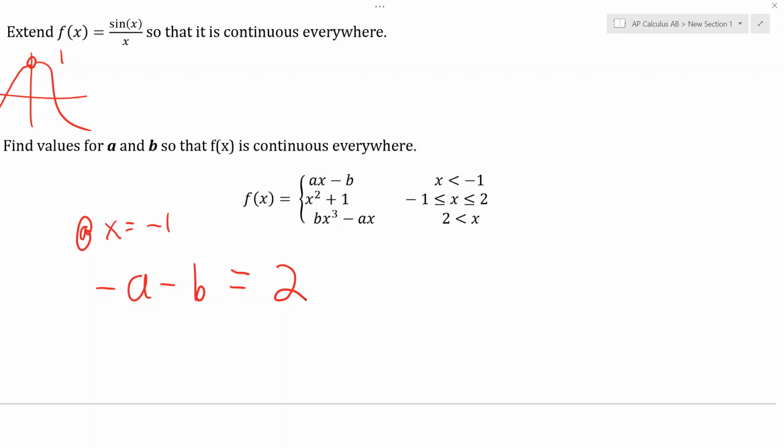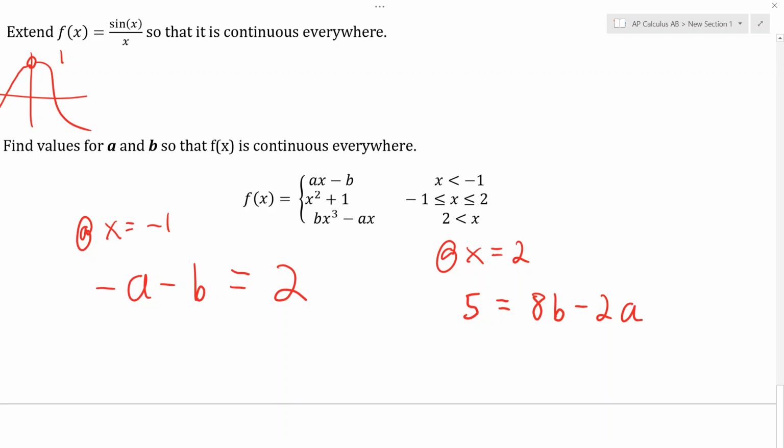However, my second piece has to be my third piece at 2. So if I put a 2 into the second piece, so I'm going to write at x equals 2. If I put a 2 into that second piece, I'm going to get 5. And that has to equal the third piece at 2. Remember I said it's like handing off a baton where the one stops, the other has to continue. Okay? So at 2, that thing equals 8b minus 2a. Everybody okay with that?